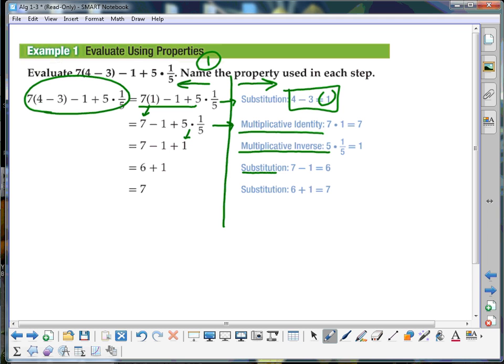And then we substituted. 7 minus 1 is the same as 6, so where we had 7 minus 1, we substituted in a 6. And finally, we substituted again where we put 6 plus 1 is the same as 7. And that's how we justified each step of evaluating our numerical expression. Okay, shall we try another one, guys?